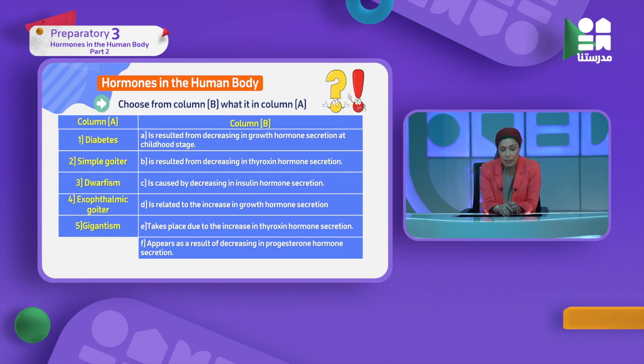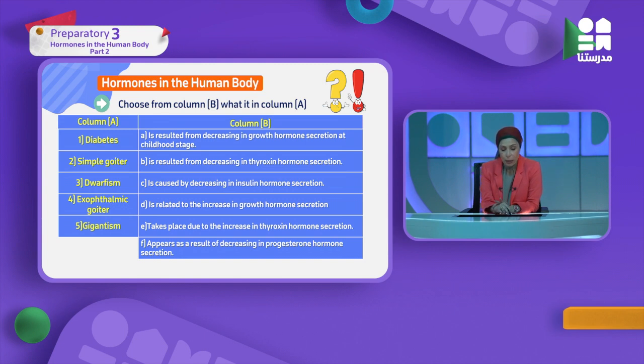Number B is resulted from decreasing in the thyroxine hormone secretion. Also diabetes has no relation with thyroxine hormone. As I said, I will look for insulin or glycogen and focus very well, because sometimes there are two related answers, so I have to focus very well. Diabetes number C is caused by decreasing in the insulin hormone. This one is close, of course, this is with us. But let's continue, don't rush yourself, you have to read all the options and then return back and choose the answer. Number D related to the increase in the growth hormone.